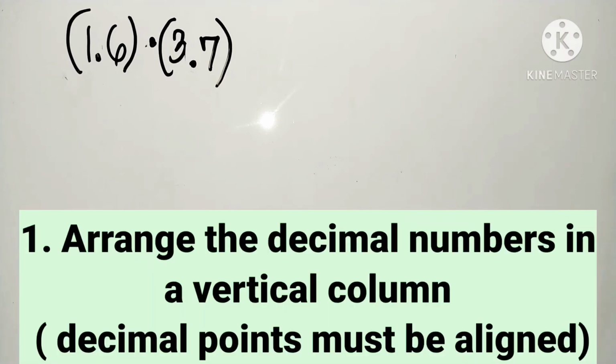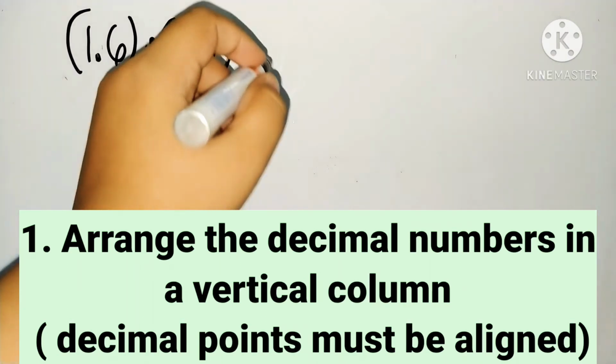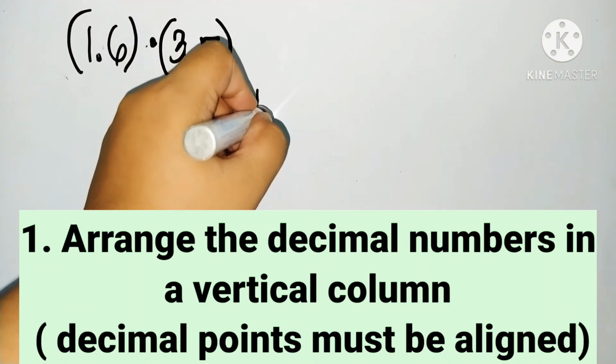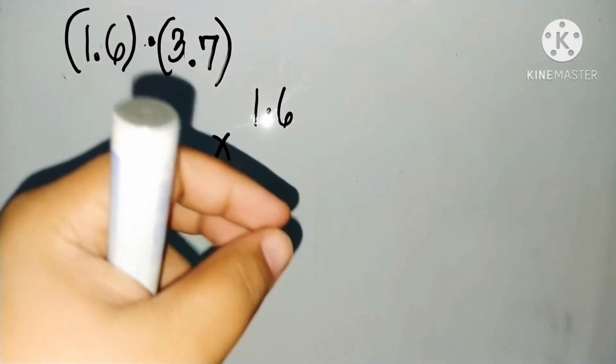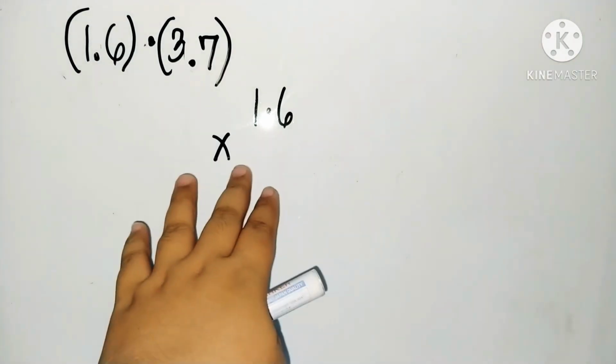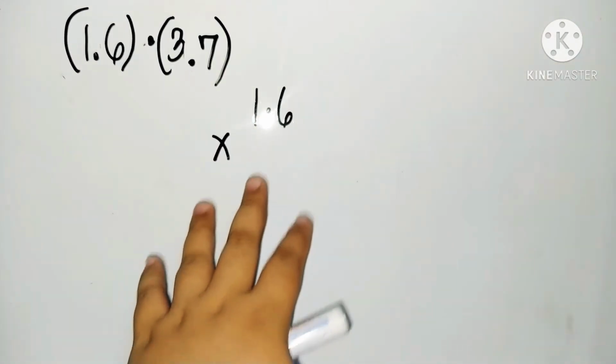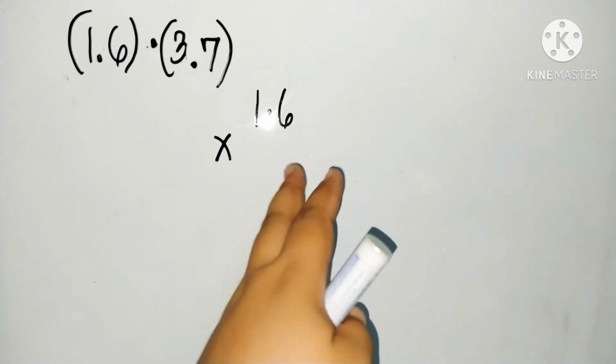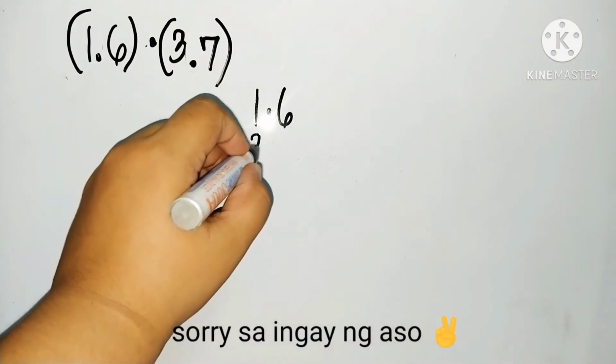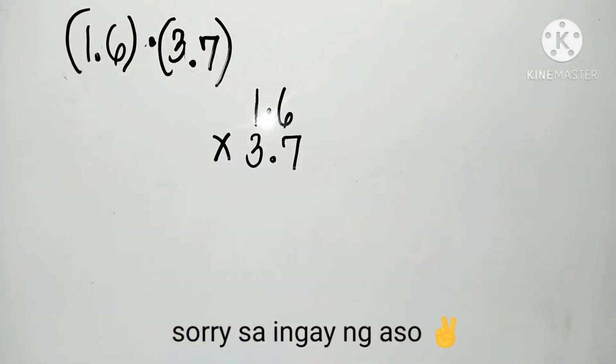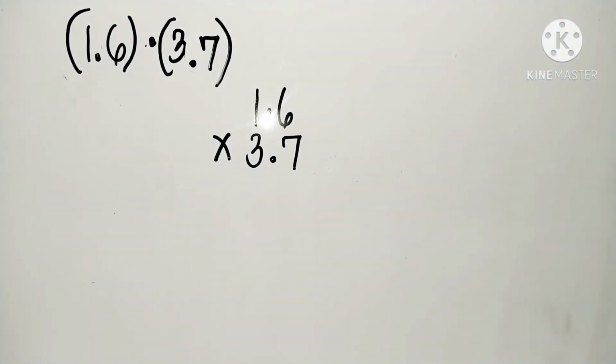Una, arrange the numbers na vertical column. So, kung naka-vertical yan, dapat magka-align yung decimal point para hindi ka malilito later kung paano nyo siya isosolve. So, you'll have 1.6 times, gagamit ako ng x kasi this time, ang gagamitin natin is vertical column. So, naka-vertical yung ating magiging solution. So, times 3 and 7/10. Dapat pantay yung decimal point. Para di nakakalito mamaya kasi magbibilang din naman tayo.